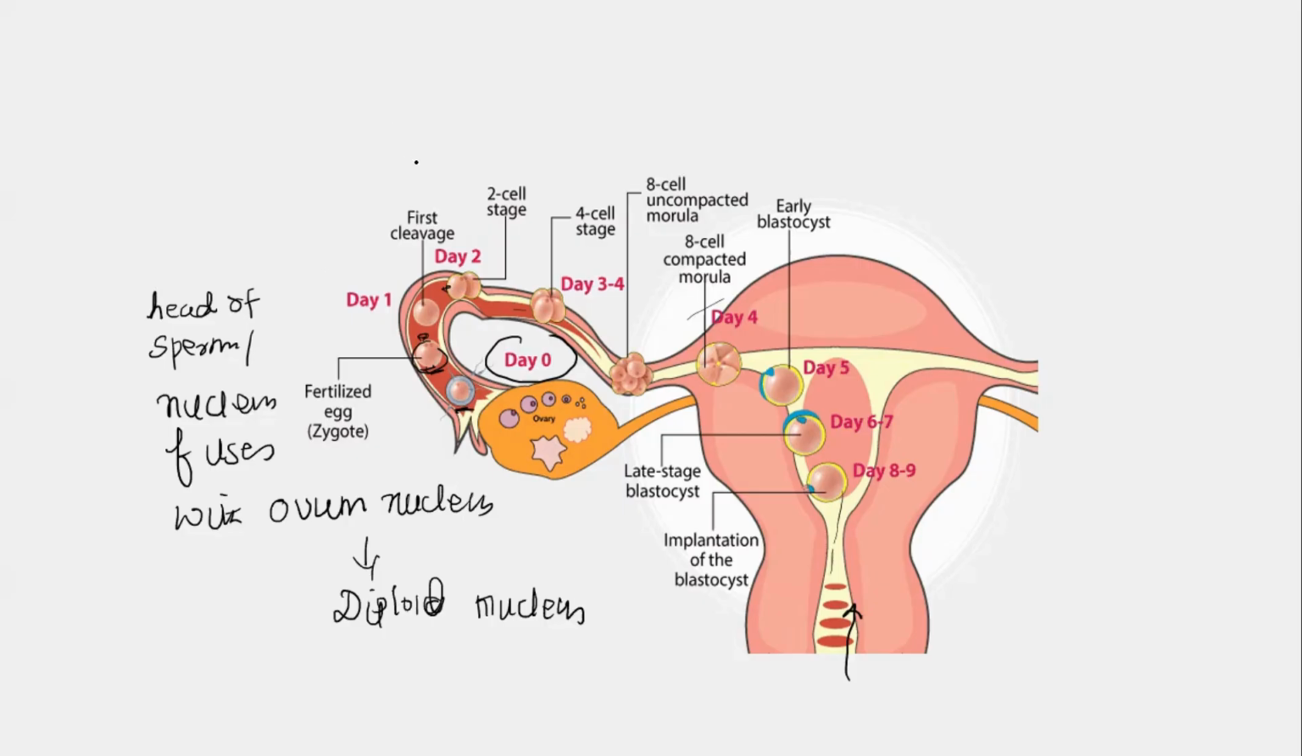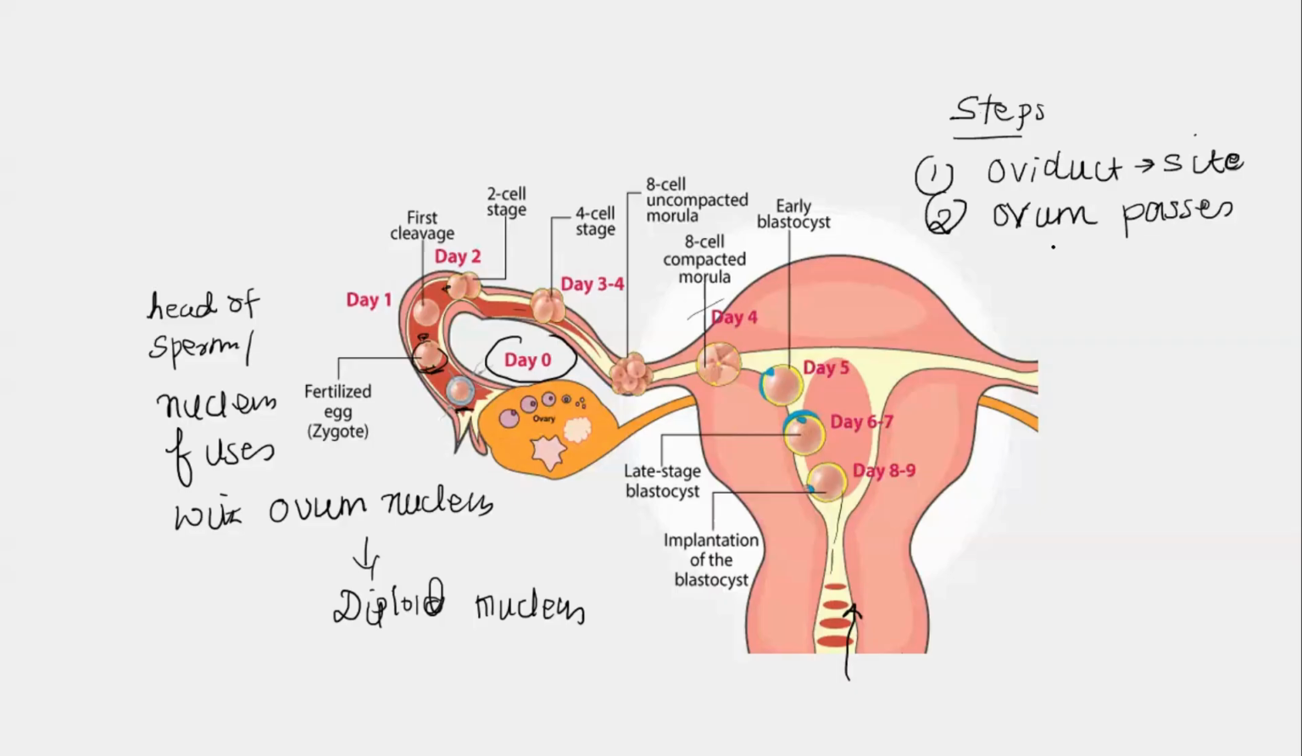So once again, we'll repeat the process. So the steps of fertilization, okay. Step number 1, it happens in the oviduct. Oviduct is the site. This is always asked for 1 marker. Oviduct is the site for fertilization. All right. The second important point is the ovum passes into the oviduct as a result of ovulation.